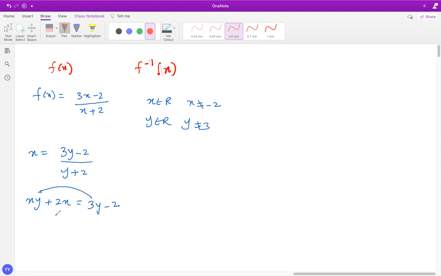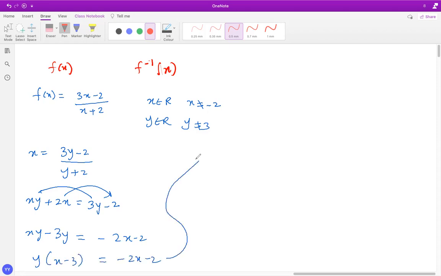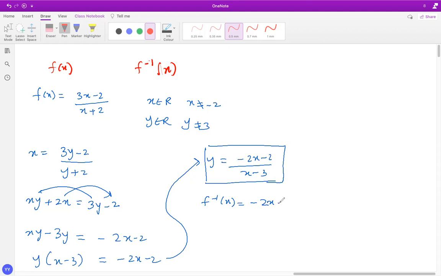Collect the y terms together and the non-y terms on one side. So it becomes xy minus 3y equals negative 2x minus 2. So we get y(x minus 3) equals negative 2x minus 2. So what we get is y equals negative 2x minus 2 over x minus 3. So this is nothing but the inverse function that you got. So this is f inverse of x, which is negative 2x minus 2 over x minus 3.